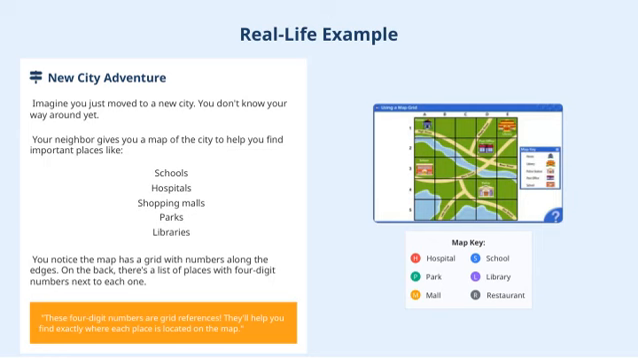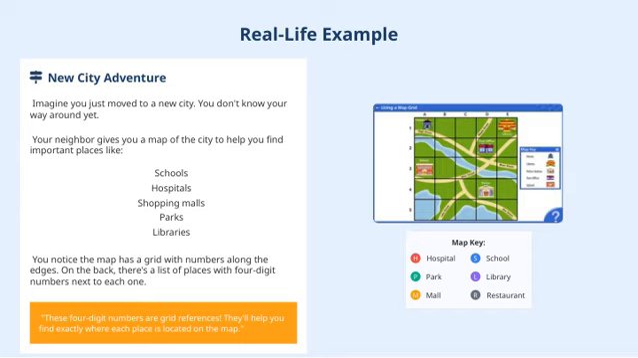Imagine you've just moved to a new city and you're trying to find your way around. You don't know where anything is yet, so your neighbor kindly gives you a map to help you out. On this map, you'll see important places like schools, hospitals, shopping malls, parks, libraries, and even restaurants.